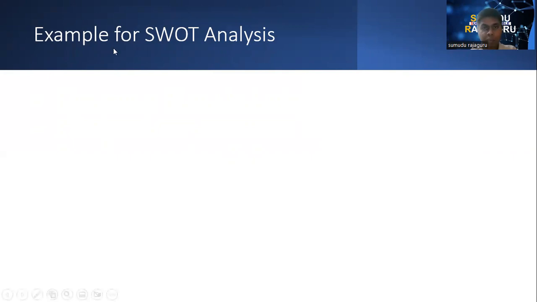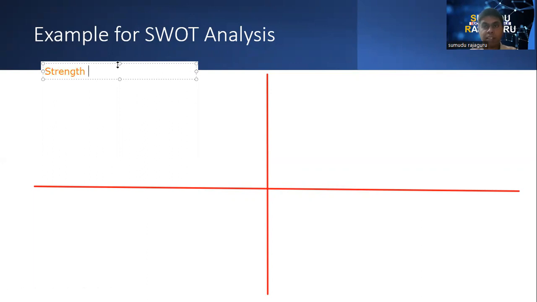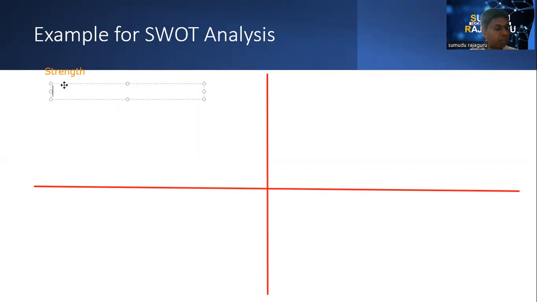As an example, I'll draw a picture here. There are four parts. Here is strength. I'm taking strength here. Then we consider a manufacturing organization and write down the strengths in the manufacturing organization. What are the strengths in a manufacturing organization?